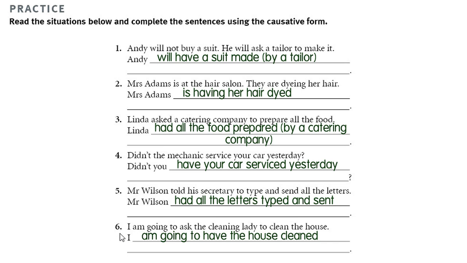Number 6. I'm going to ask the cleaning lady to clean the house. I'm going to have the house cleaned. هذا مضارع مستمر ومستخدم فيها أيضا الجمل أو الطريقة السببية.